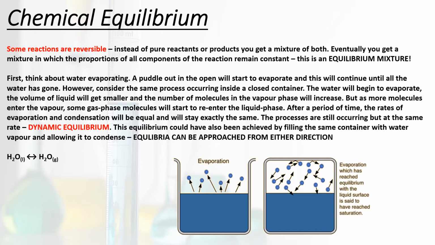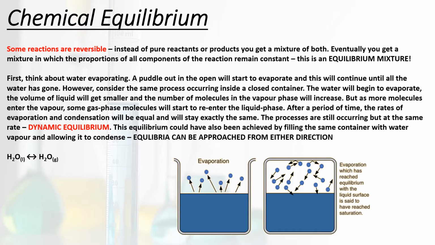A way to show this is to think about water evaporating. Let's imagine that we have a puddle out in the open. The water will start to evaporate, and this will continue until all the water has gone. Now the water hasn't disappeared, of course, it's turned into water vapour, gaseous water. We can consider this in an open container with no lid on the top. It's not a closed system, so the water will simply evaporate and the gaseous water vapour can escape. And so over time, it looks like our water has disappeared.